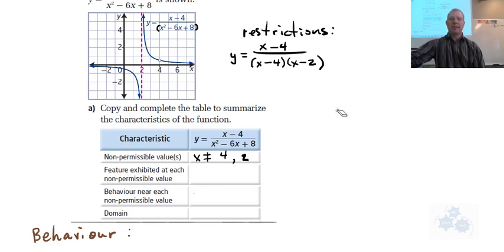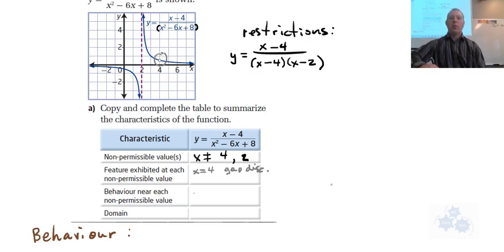The next line says, feature exhibited at each non-permissible value. So what is the feature? This is a really good one because it combines an asymptote and a gap. At x equals 4, we have a what? What kind of discontinuity is this? That's a gap. Gap discontinuity, I'll just abbreviate there.